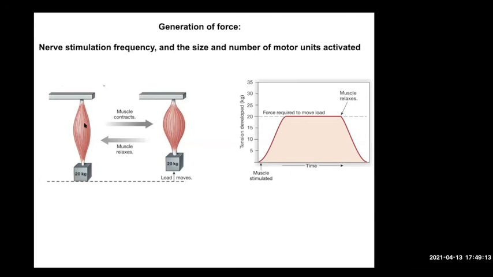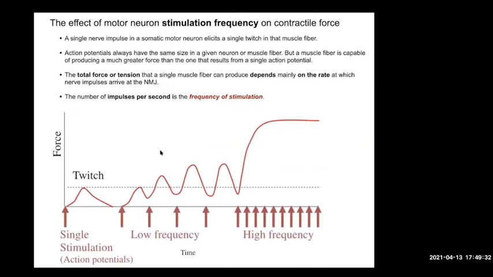Now we're going to look at a couple of different things about how the force is going to be generated, not only in a single muscle fiber, but in a whole muscle. And what are the factors? The frequency and the size and number of the motor units activated. So the first one is this concept of stimulation frequency, and its effect on the contractile force. Over here, we had that twitch.